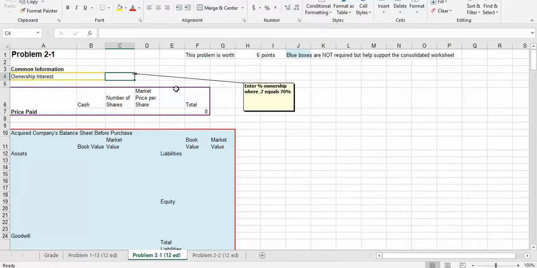First of all, let's go ahead. The ownership interest is whatever it is. In problem 2-1 it's 100%. So they're just trying to tell you how to put it in a percentage number. That's fine.